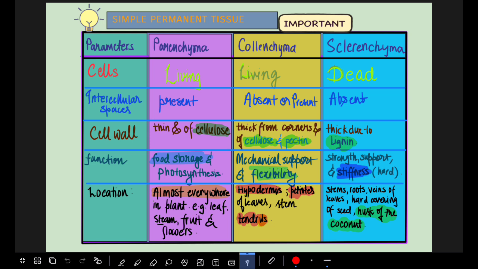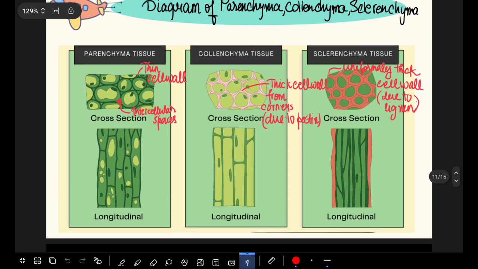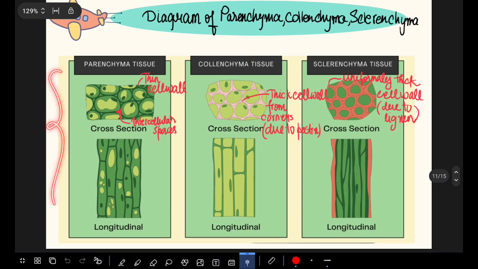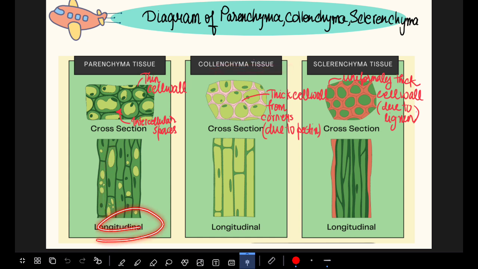Now, talking about the diagram, visual understanding is also important. See, intercellular spaces are present in parenchyma. They have a thin cell wall, and this you can see. Now in collenchyma, this is the longitudinal view, not so important. In collenchyma the intercellular spaces may be absent or present, do not be concerned about that, but the cell wall is thick at the corners, at this point, at this point, at this point. So it is thick from the corners. Talking about sclerenchyma, the cell wall is uniformly thick. Sometimes the cell wall is so uniformly thick that the intercellular spaces are almost negligible.